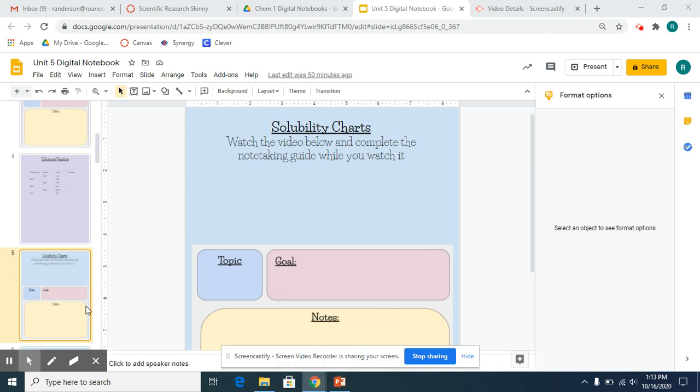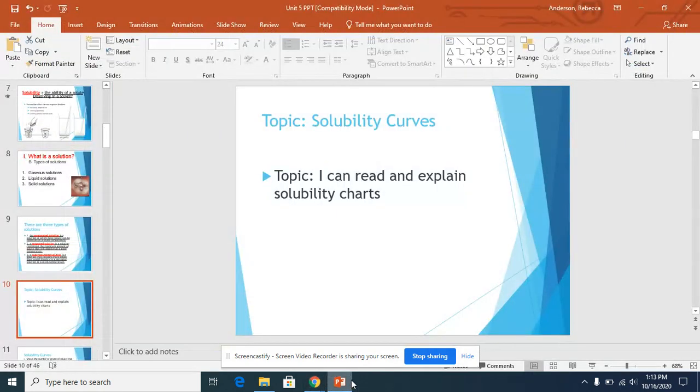Hello everyone, so today we're going over the second part of the unit over solubility charts. So your topic is solubility curves, and your topic is I can read and explain solubility charts. The reason why I'm using both curves and charts is they're kind of used interchangeably. Solubility curves are found on charts, so that way you have both that you can see.